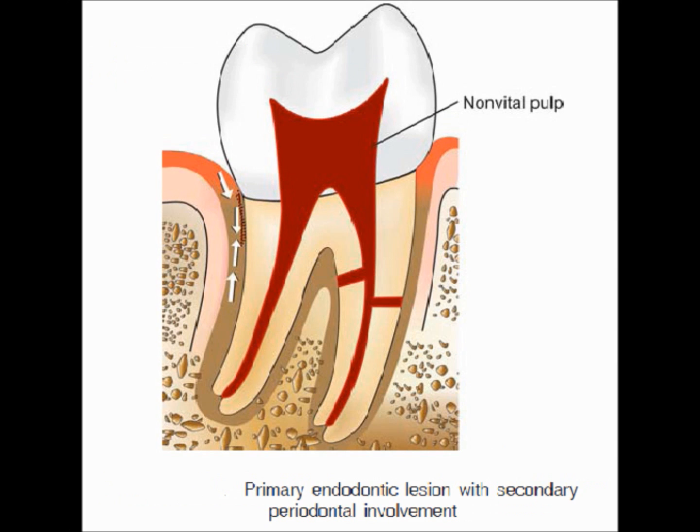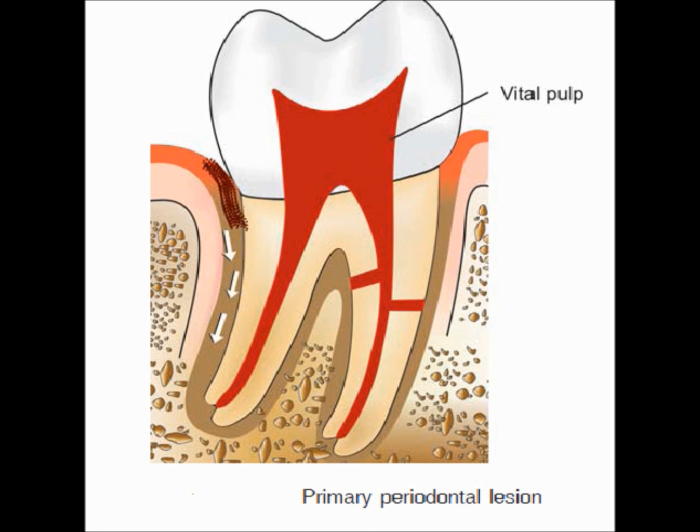Second, primary endodontic lesion with secondary periodontal involvement. If the primary endodontic lesion is untreated, it may become involved with periodontal infection. Clinically, there is a necrotic root canal with the presence of plaque and calculus. Treatment: both endodontic and periodontal treatment is necessary to completely heal the infected area.